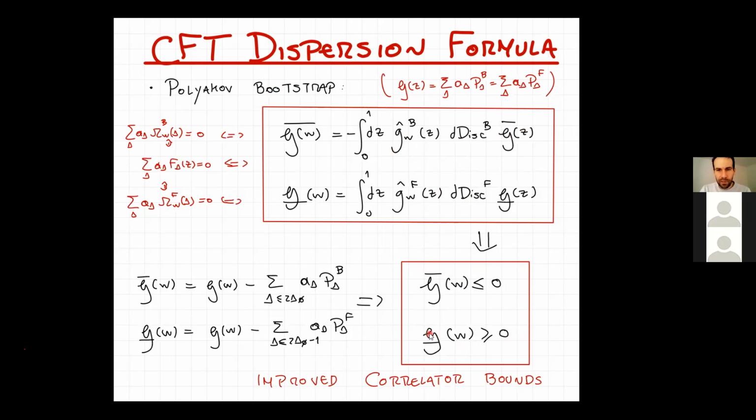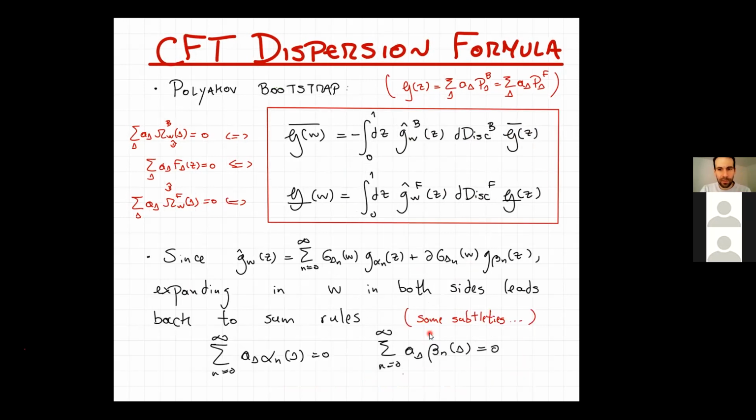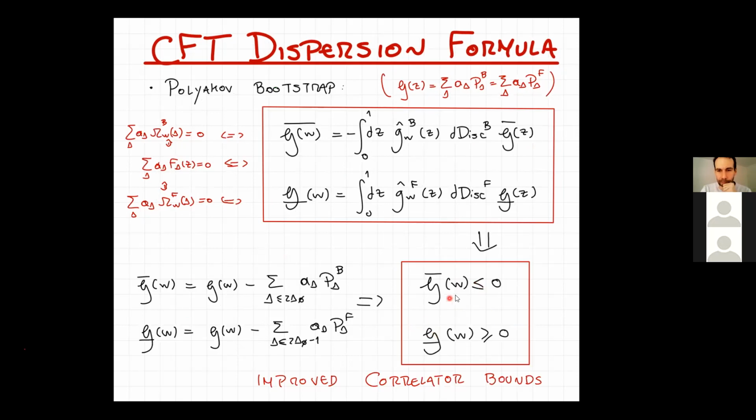I'm not going to redo this, but these are nothing but the bounds that we've mentioned before. So this is the bound. If we look at what G bar is, this bound is telling us that the correlator is smaller or equal than the sum over Polyakov blocks from delta equals 0 to 2 delta phi.